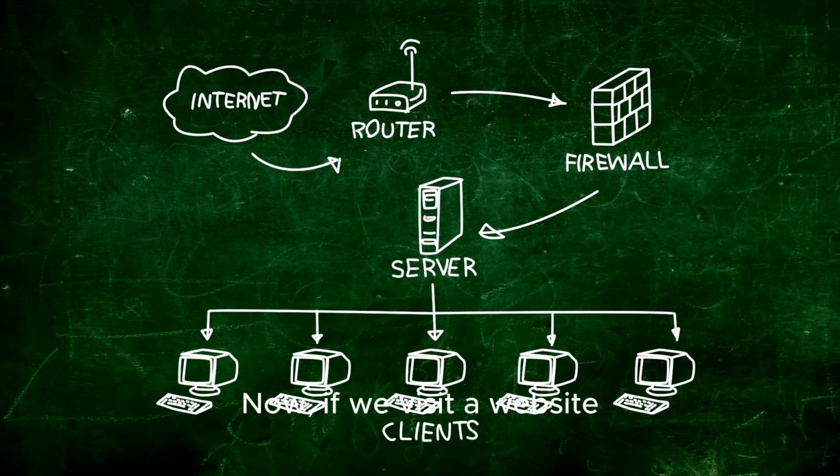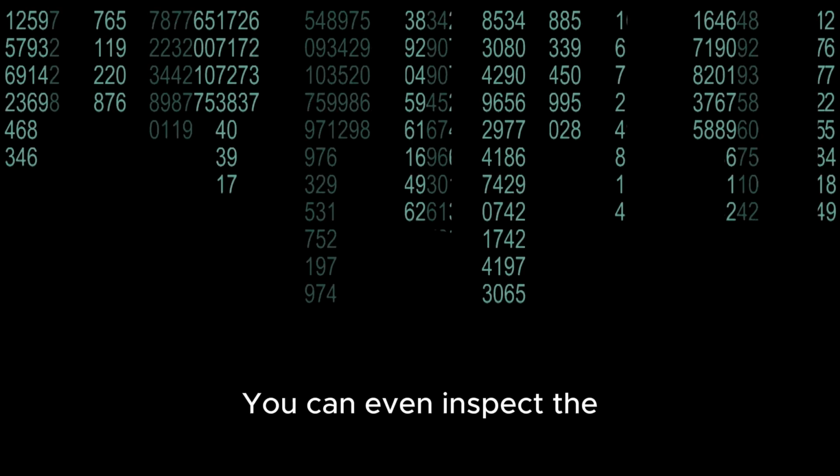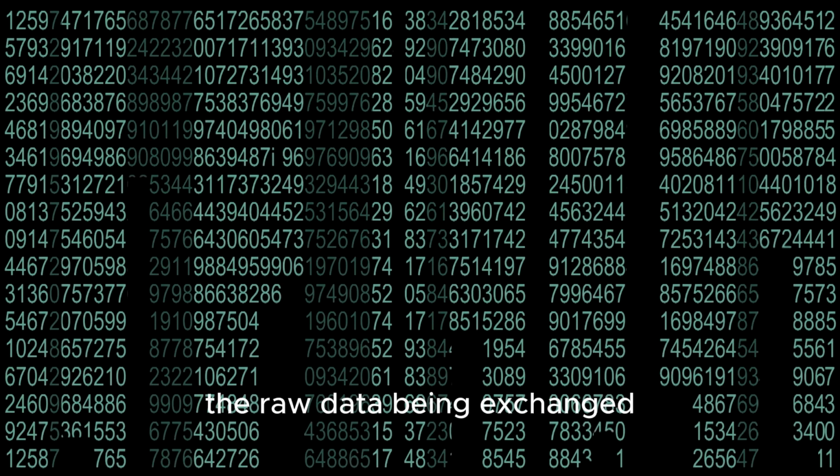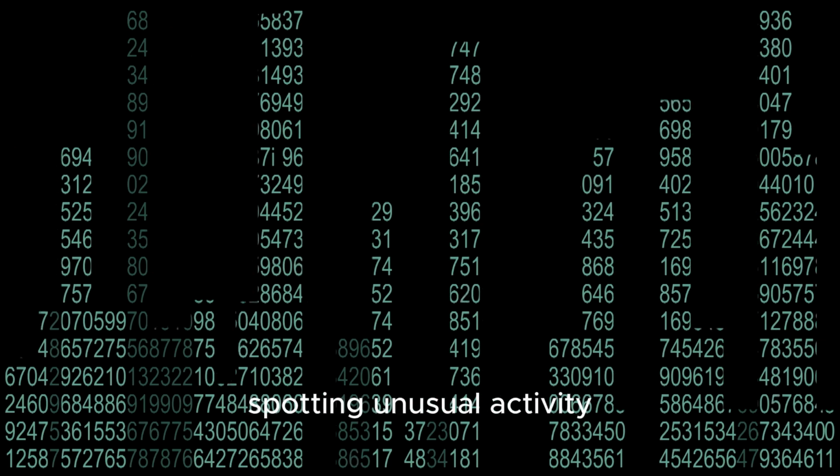Now, if we visit a website, you can see the GET request from our computer and the response from the server. You can even inspect the packets to see the raw data being exchanged. It's incredibly powerful for understanding how protocols work and for spotting unusual activity.